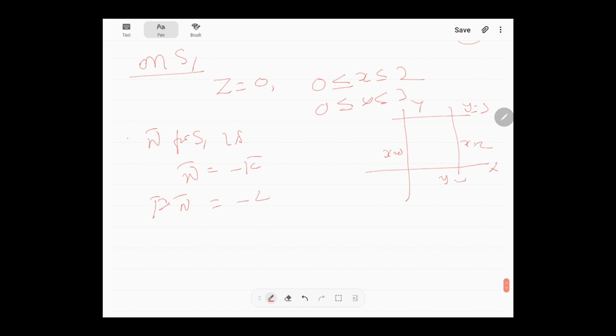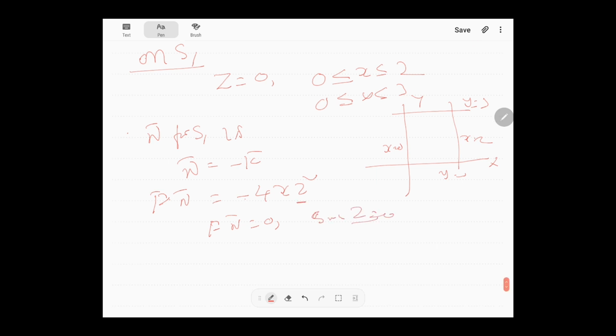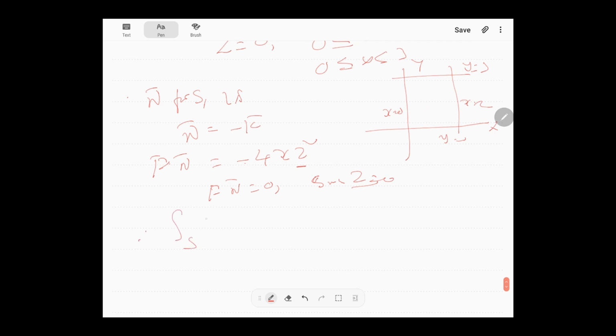F bar dot n bar is minus 4x z square. Why this minus? Because of this minus. But where is this S1? And on S1, f bar dot n bar is 0 since z is equal to 0. Therefore, integral over S1 f bar dot n bar ds is 0.